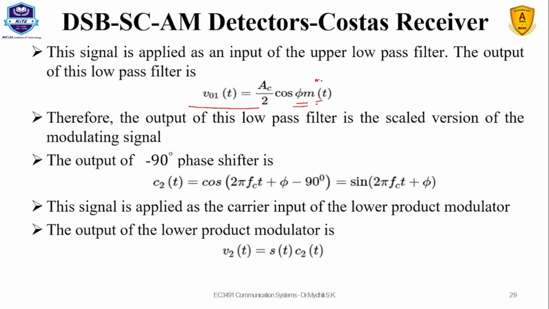So only the message signal is obtained. This is a scaled version for the first case of the product modulator 1. For the next case, with respect to the 90-degree phase shifter, we will be obtaining cos of 2 pi fct plus phi minus 90 degrees, which gives a sinusoidal output like sine of 2 pi fct plus phi. This signal is applied as the carrier of the lower product modulator.